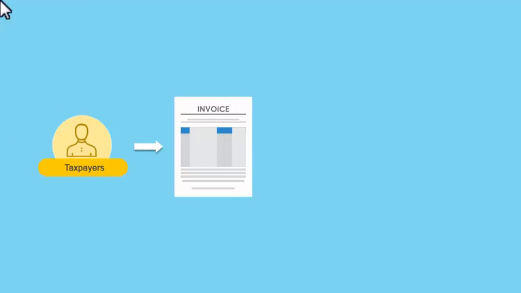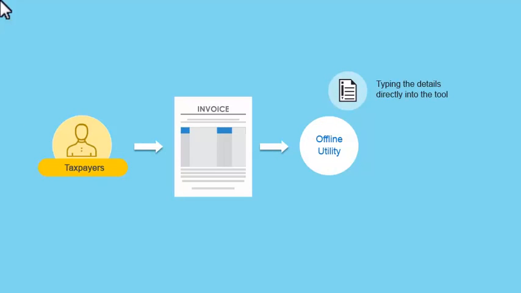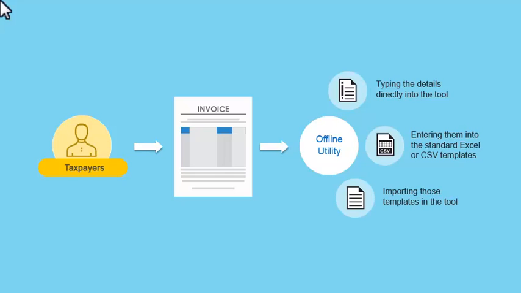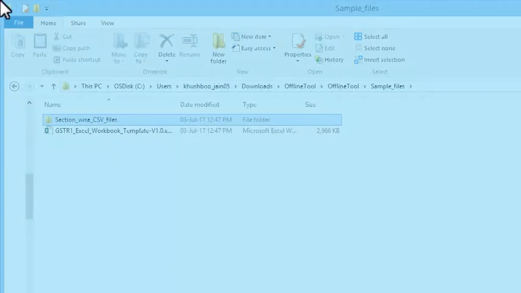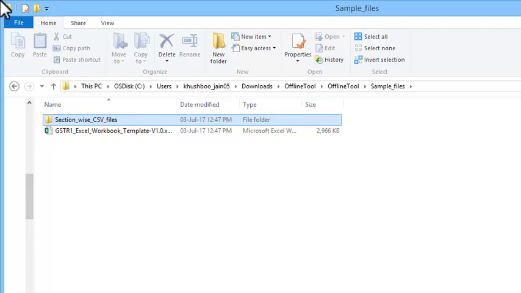Taxpayers can feed invoice data in the Returns Offline utility either by typing the details directly into the tool or by entering them into the GST-provided Excel or CSV templates and then importing those templates in the tool. This video will show you the steps of using this Excel template, followed by importing line items in the offline utility and then uploading it to the GST portal.